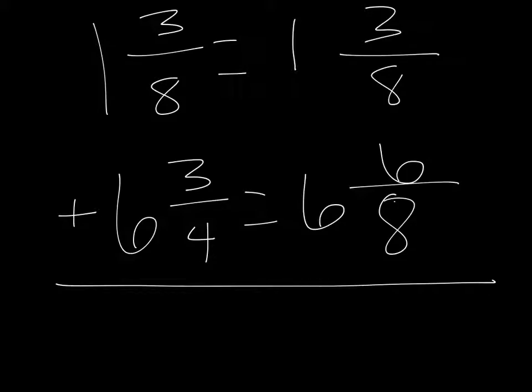Ariana? 9/8. Add your whole numbers. Don't leave them in the corner. 7. Nobody leaves baby in the corner. 6 plus 1 is 7. I now have a mixed number with an improper fraction. 7 9/8.